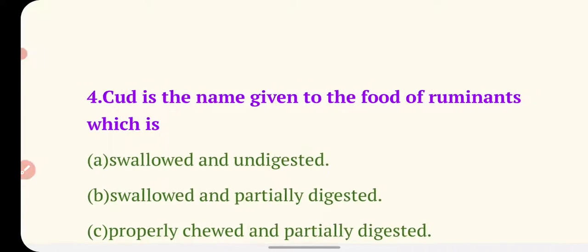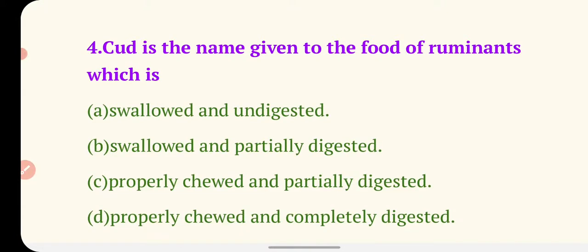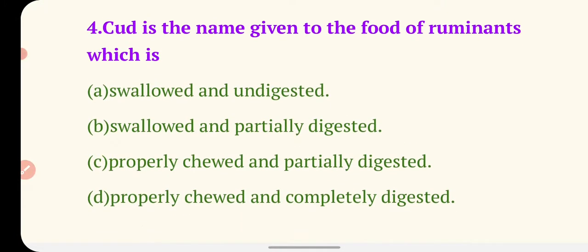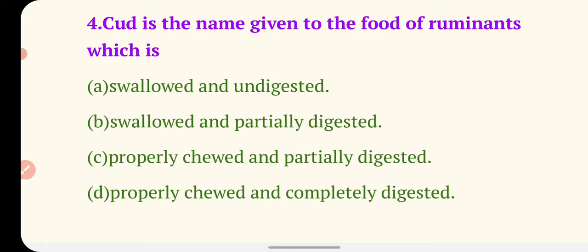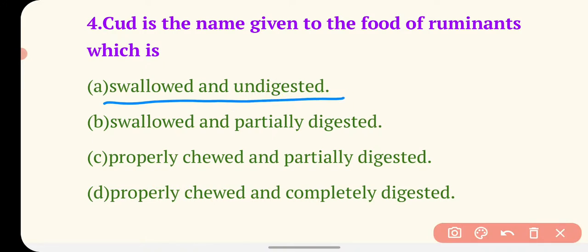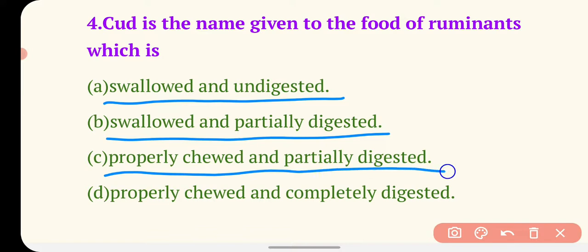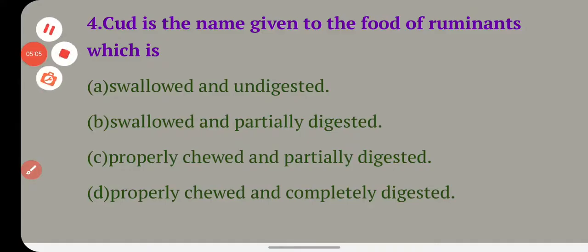Now the fourth question is: cud is the name given to the food of ruminants, which is... So what is the meaning of cud? You have to find that out. Swallowed and undigested food, swallowed and partially digested, properly chewed and partially digested, or properly chewed and completely digested.